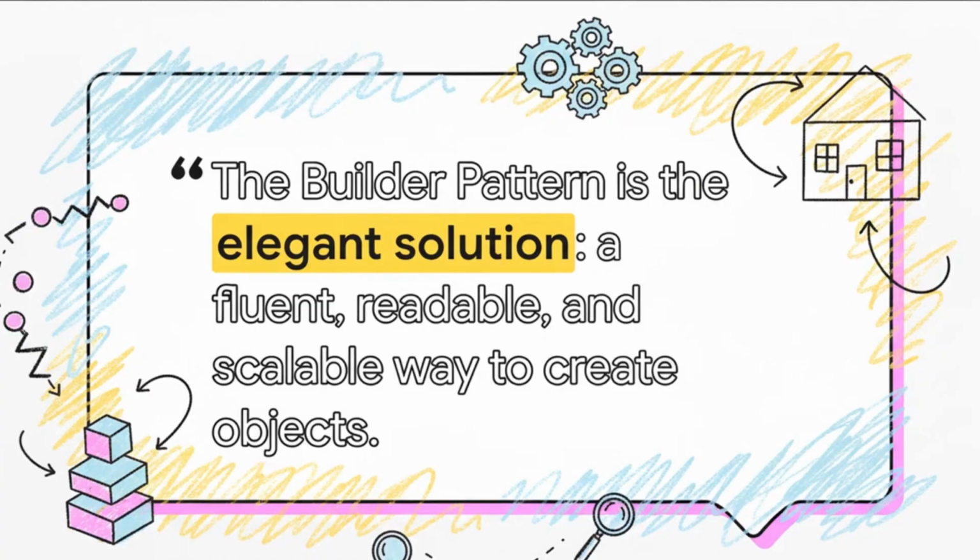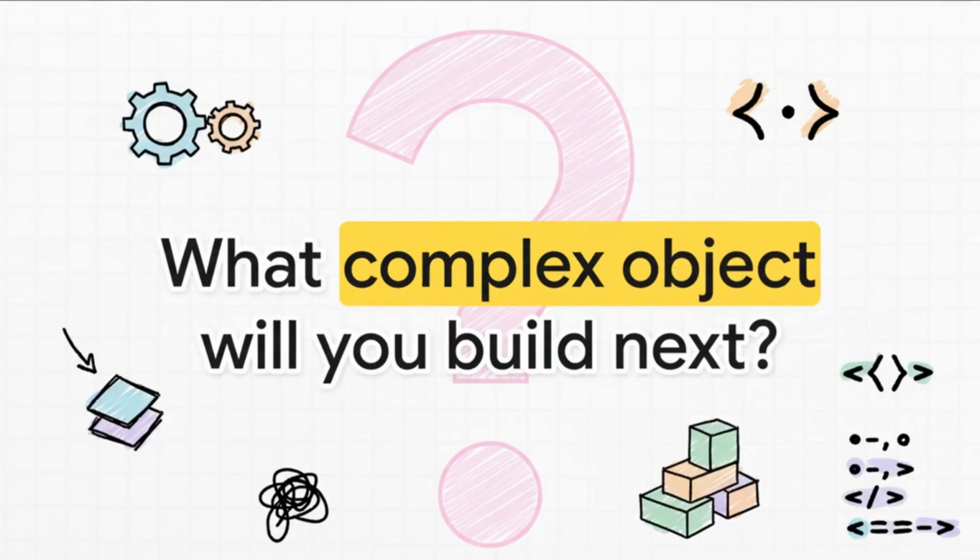So at the end of the day, the takeaway is this. The builder pattern isn't just some fancy trick. It's a truly elegant solution to a really common problem. It gives you a fluent, readable, and scalable way to create objects. It turns messy, error-prone code into something clean, clear, and just wonderful to maintain. So I'll leave you with this question to think about. The next time you find yourself tangled up in a web of constructors and Boolean flags, just take a step back and ask yourself, could this be built better? What complex object in your own projects will you build next the clean way?